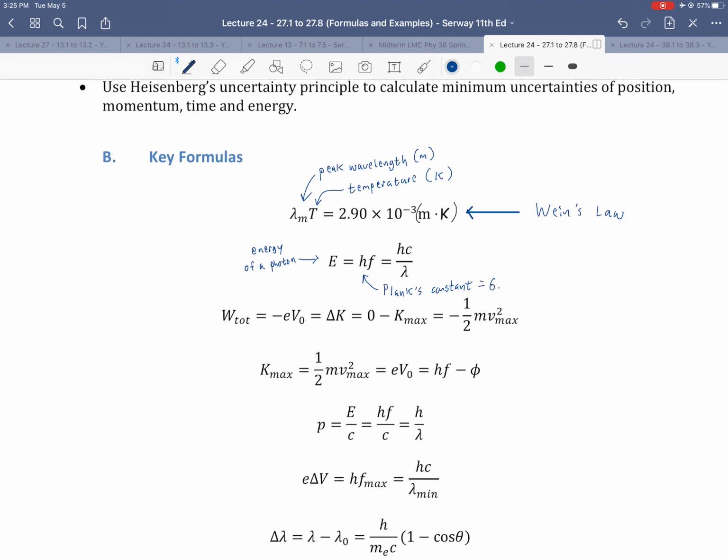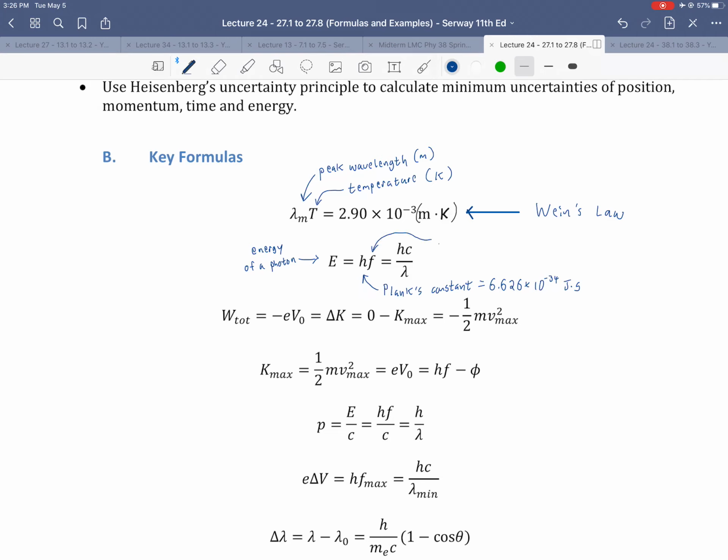So that's 6.626 times 10 to the negative 34 joule seconds. Joule seconds because it is actually a constant that has units of angular momentum, which will become quite relevant and interesting in the very next chapter when we talk about the Bohr model of the hydrogen atom.